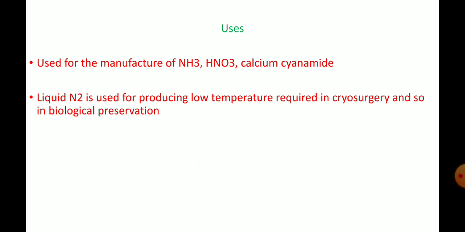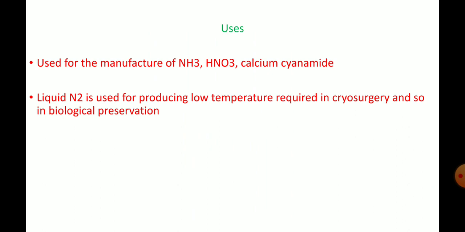Then the second use is very, very important. Liquid nitrogen temperature is around minus 195 degrees Celsius. That temperature is very important because it is used for producing the low temperature required in cryosurgery. There are certain medical techniques that have to be followed only at very low temperature. So for maintaining such low temperature, what can be used? Liquid nitrogen can be used.